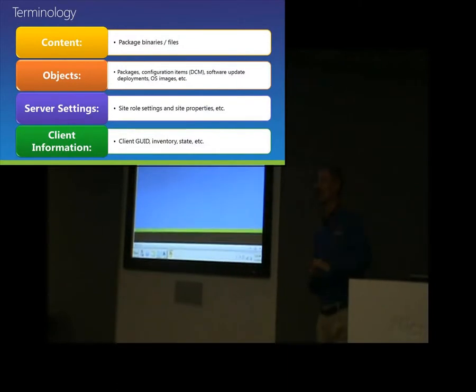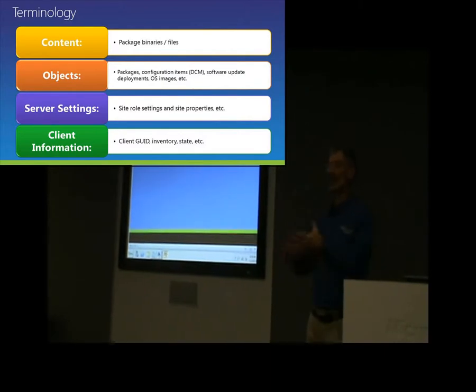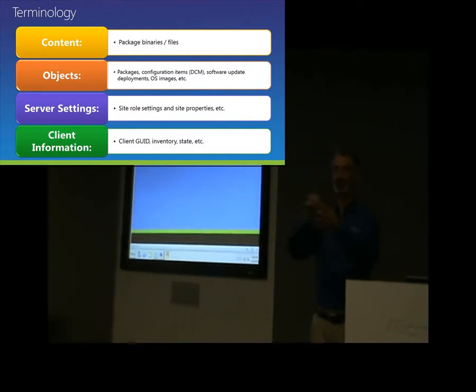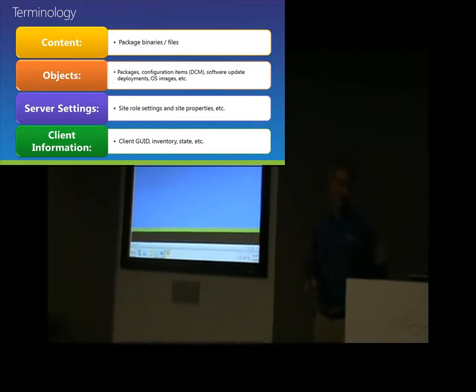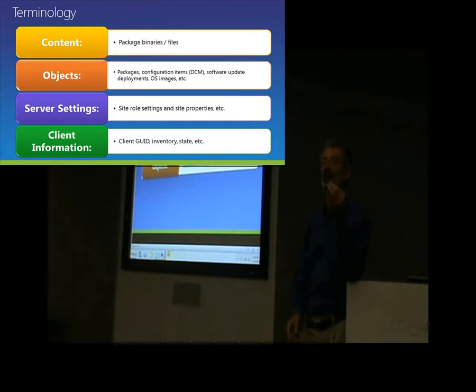All right, so terminology. In the context of this presentation, when we say content, that means your package files, the actual binaries that you ship out to clients from DPs: software updates, OS images, or software packages themselves. Objects are the admin-created things in the console that clients need access to: collections, package definitions, software update metadata, configuration items, configuration baselines, and so on.